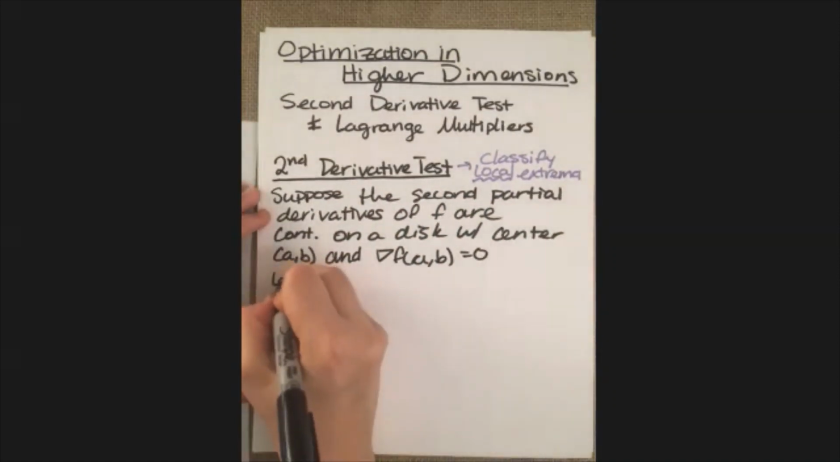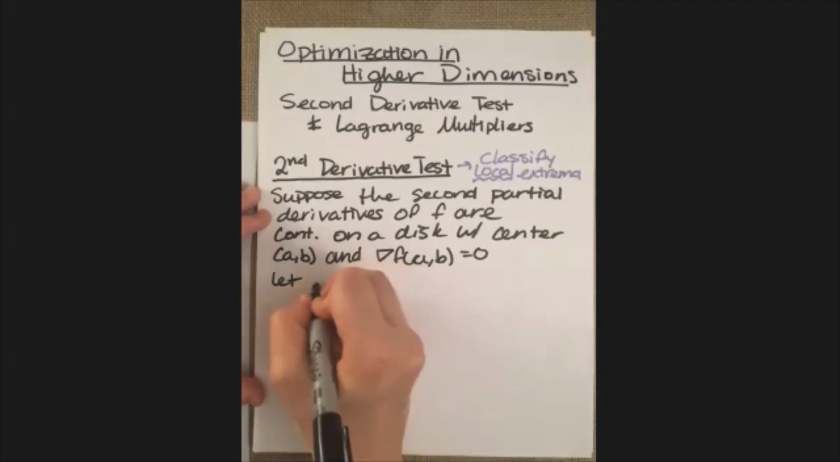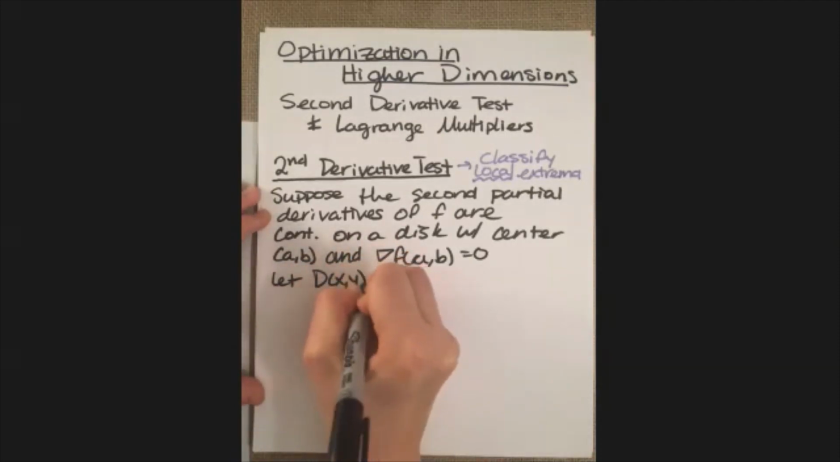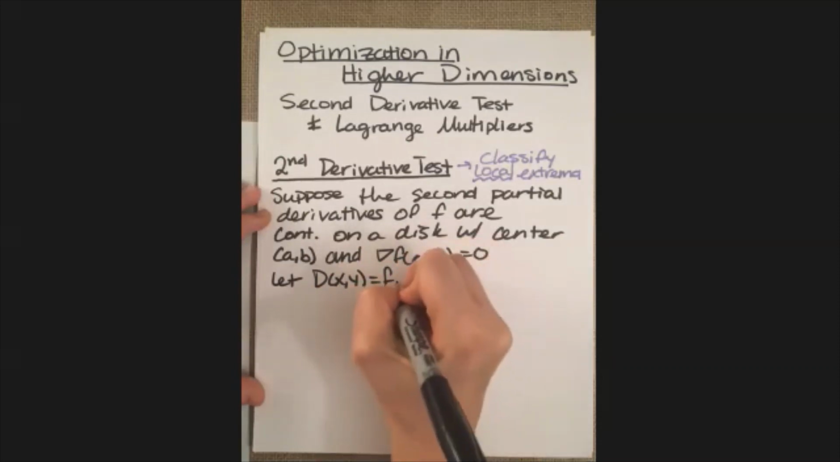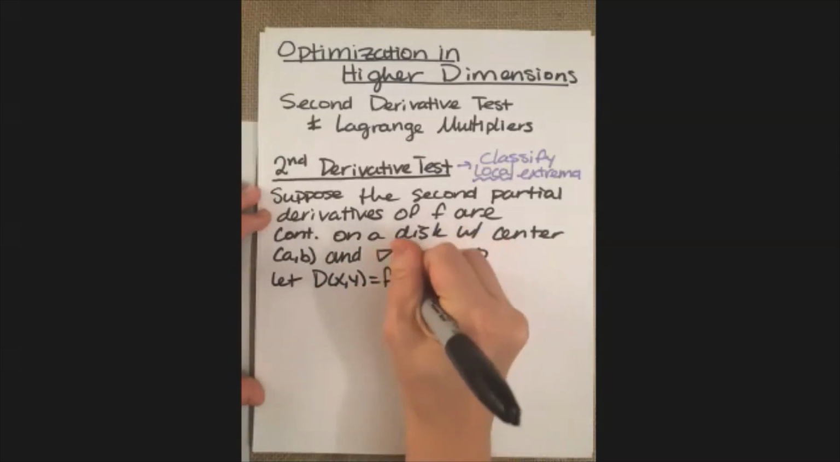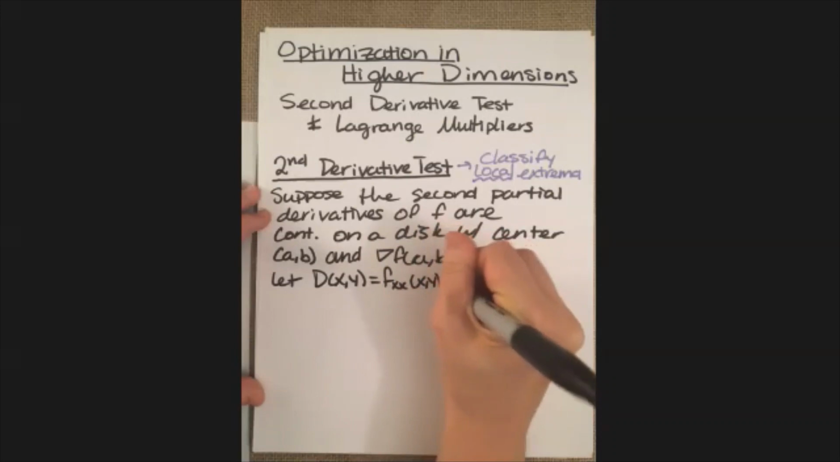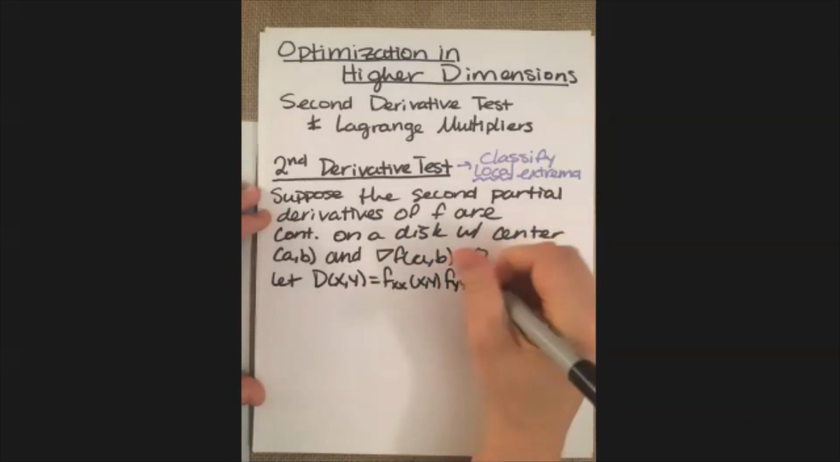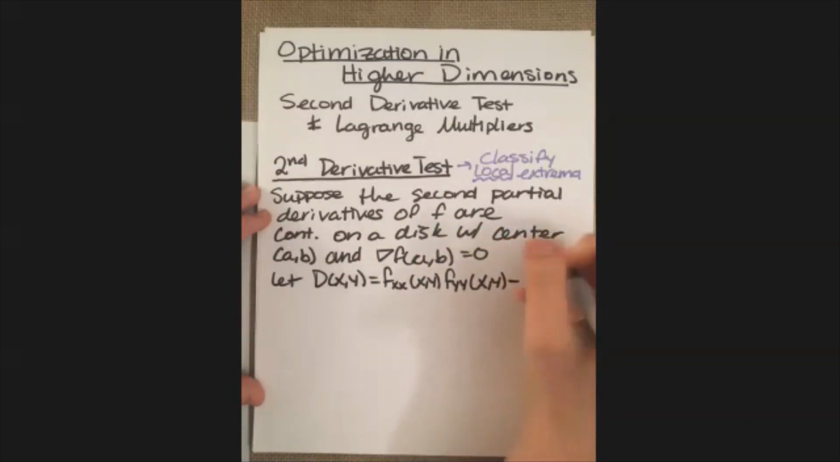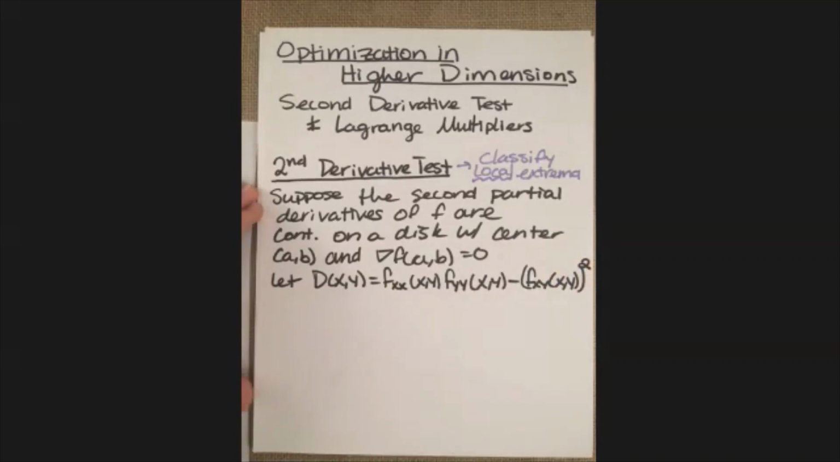If we let D at (x, y) be defined to be the second partial with respect to x at (x, y) times the second partial with respect to y at (x, y), minus the mixed partial at (x, y) squared, we now have a sort of classification test that we can use that's really, really similar to what you would have seen in Calc 1.